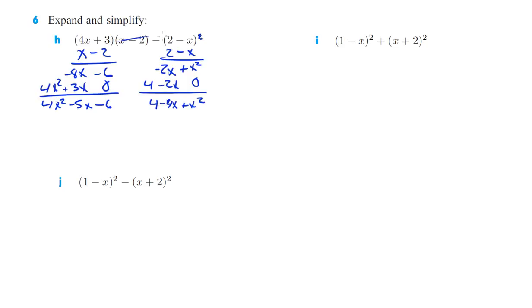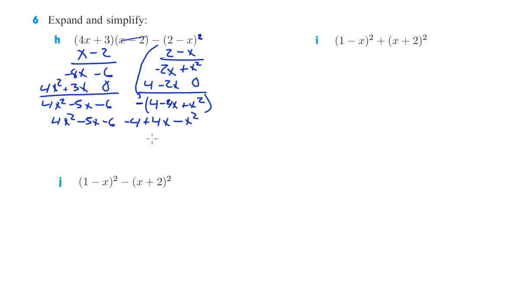But again, remember, this negative has got to come down here. We're subtracting this whole thing here. So we end up with 4x squared minus 5x minus 6, and then distribute this negative through, which is basically switching all the signs. Negative 4 plus 4x minus x squared.